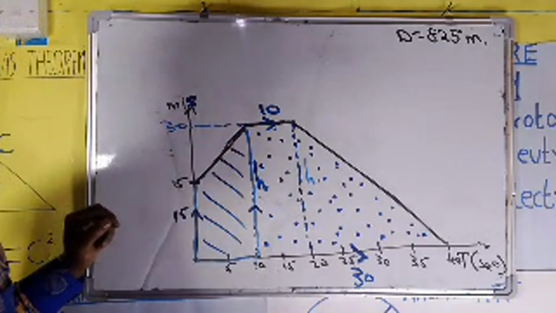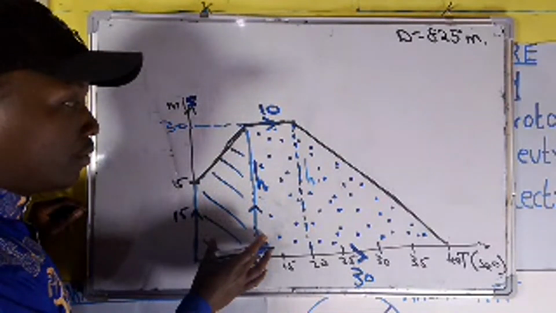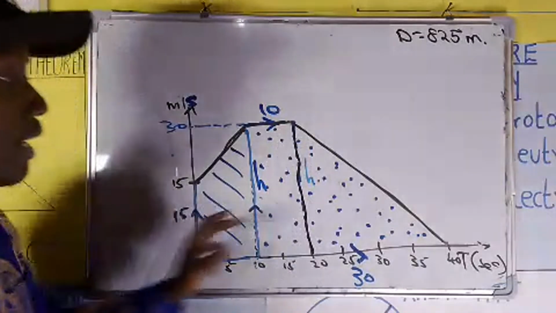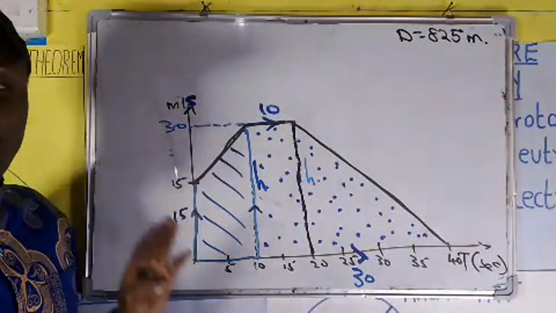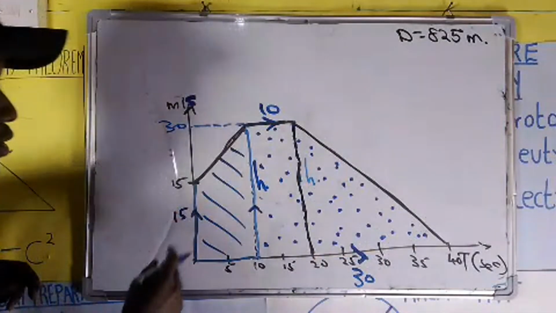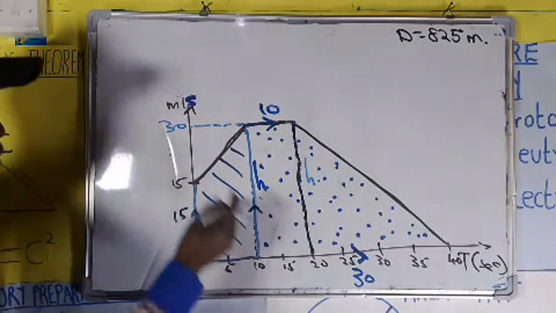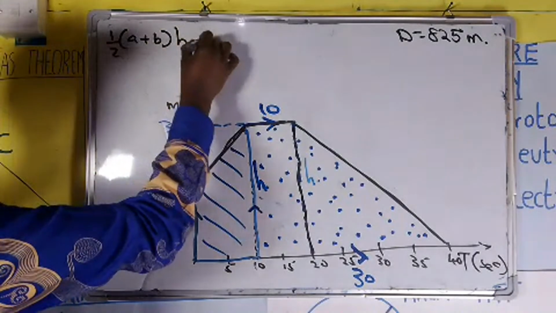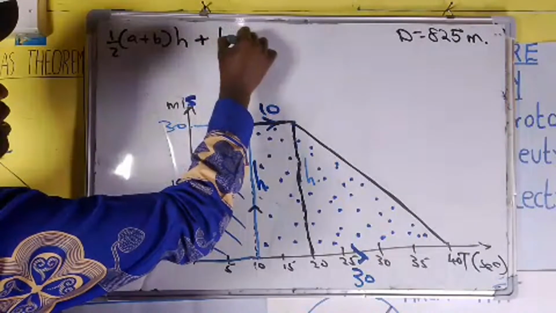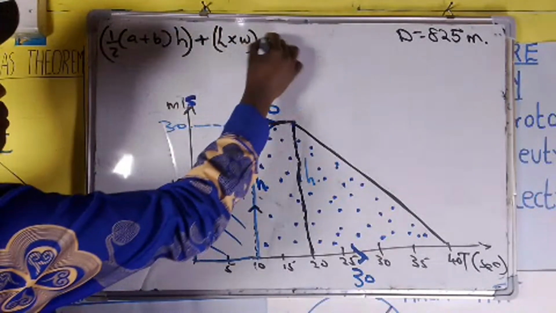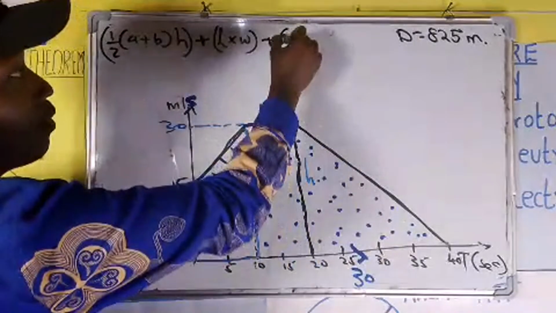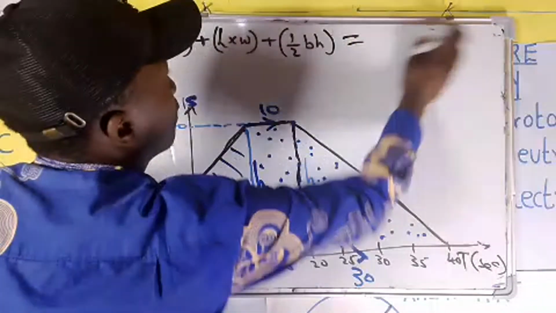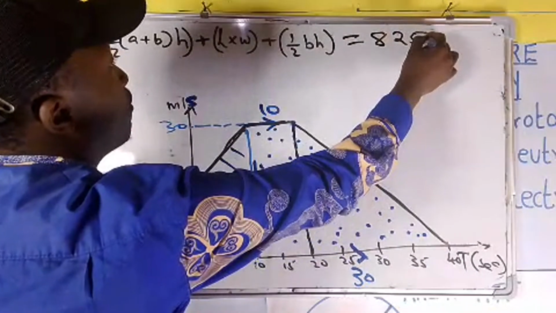Then we said you can split it into two trapezium. There are different alternatives. You can have this as a trapezium on its own, you can take this as a rectangle on its own, and you can take this as a triangle on its own. There is no harm in that. So if we decide to take that, we will have three figures. The first, half a into bracket a plus b, h, plus the area of the rectangle, length times width, plus the area of a triangle, half base times height, will be equal to 825 meters.